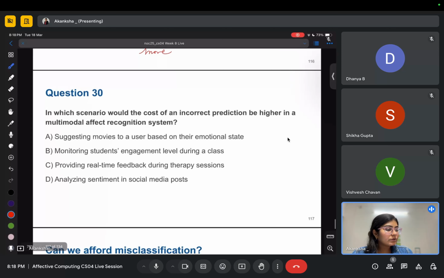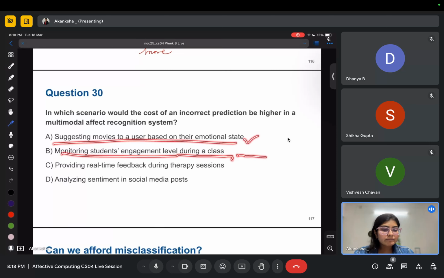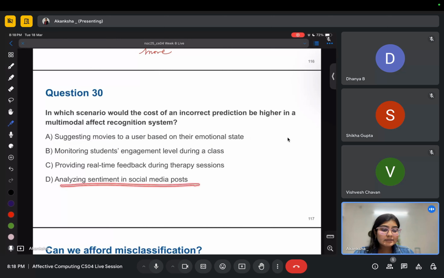In which scenario would the cost of an incorrect prediction be higher in multimodal? Whenever we talk about the cost, even if my device fails to recognize my face once in a while, it will not be a problem for me. But if it is a very sensitive case, let's say the medical domain, something related to medical analysis. If this is just monitoring, even if the model is wrong, it is fine. Suggesting a movie, it's okay. Analyzing sentiment is also fine.